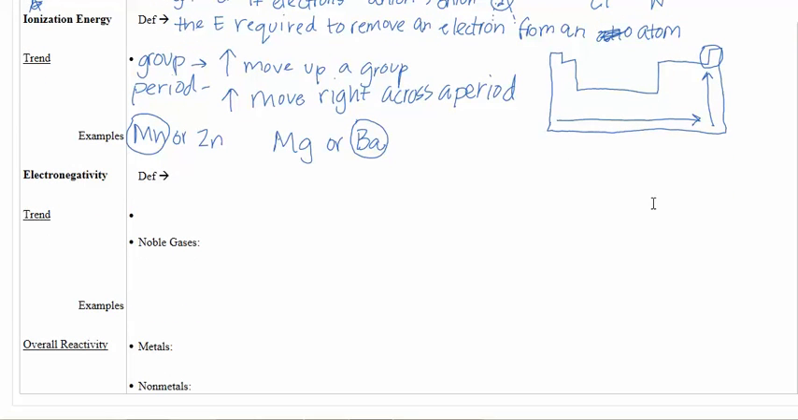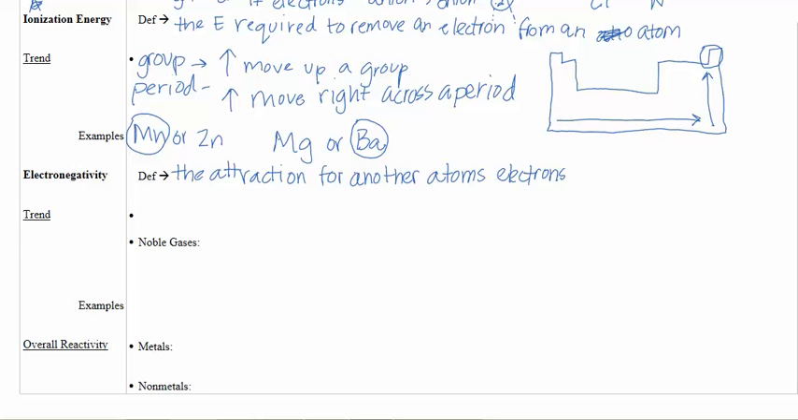We're going to move to our third and final trend, which is electronegativity. So electronegativity is the attraction for another atom's electrons. So this is between atoms of different types. It's going to deal with bonding, which we're going to move to after Thanksgiving. So all of this plays into bonding, but especially electronegativity.